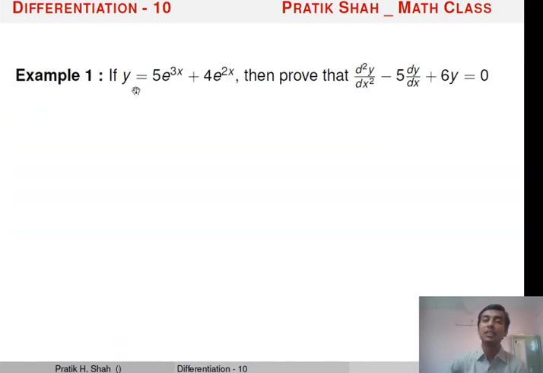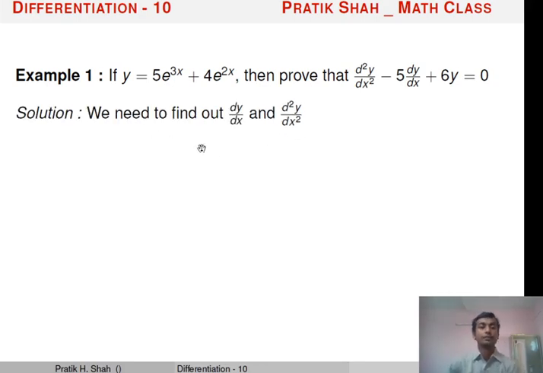The first example is y is equal to 5 into e raised to 3x plus 4 into e raised to 2x. Then prove that d square y by dx square minus 5 dy by dx plus 6y is equal to 0. We have to prove this. So here you can see that to prove this, we will need d square y by dx square and we will need dy by dx. Y is already given to us, so we need not worry about this, but we need to find out first order derivative and second order derivative.